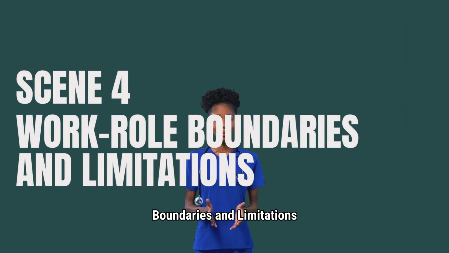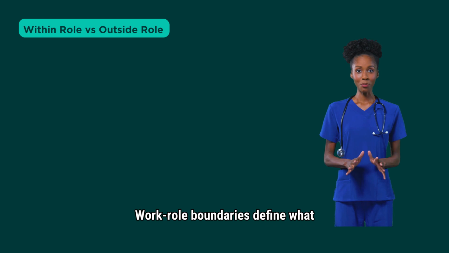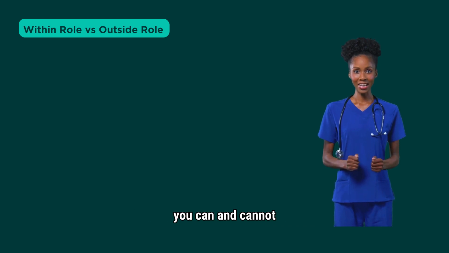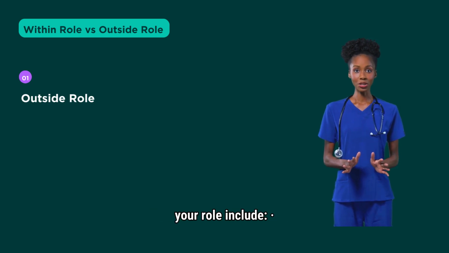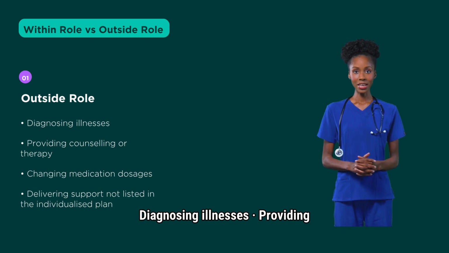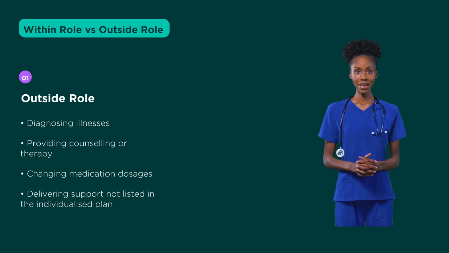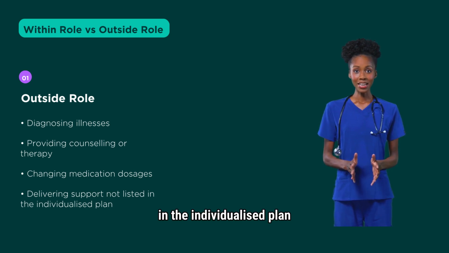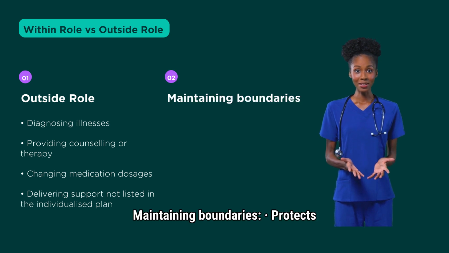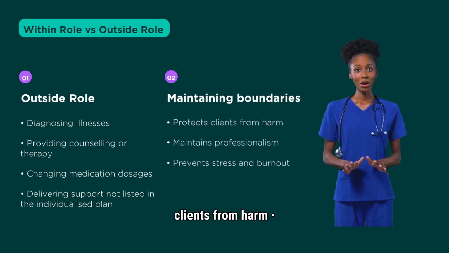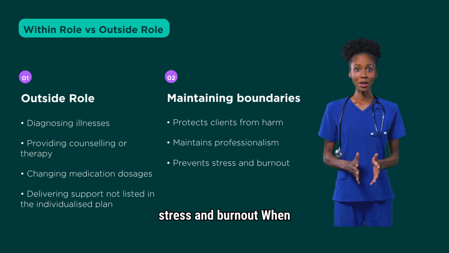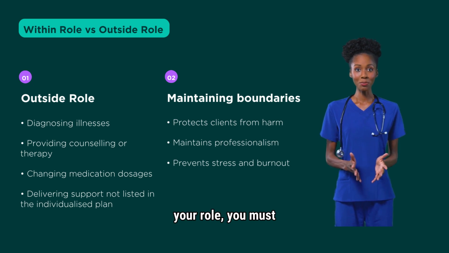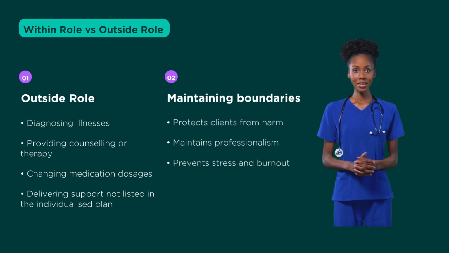Scene 4. Work role boundaries and limitations. Work role boundaries define what you can and cannot do as a support worker. Examples of actions outside your role include diagnosing illnesses, providing counseling or therapy, changing medication dosages, and delivering support not listed in the individualized plan. Maintaining boundaries protects clients from harm, maintains professionalism, and prevents stress and burnout. When a request is outside your role, you must not proceed independently.